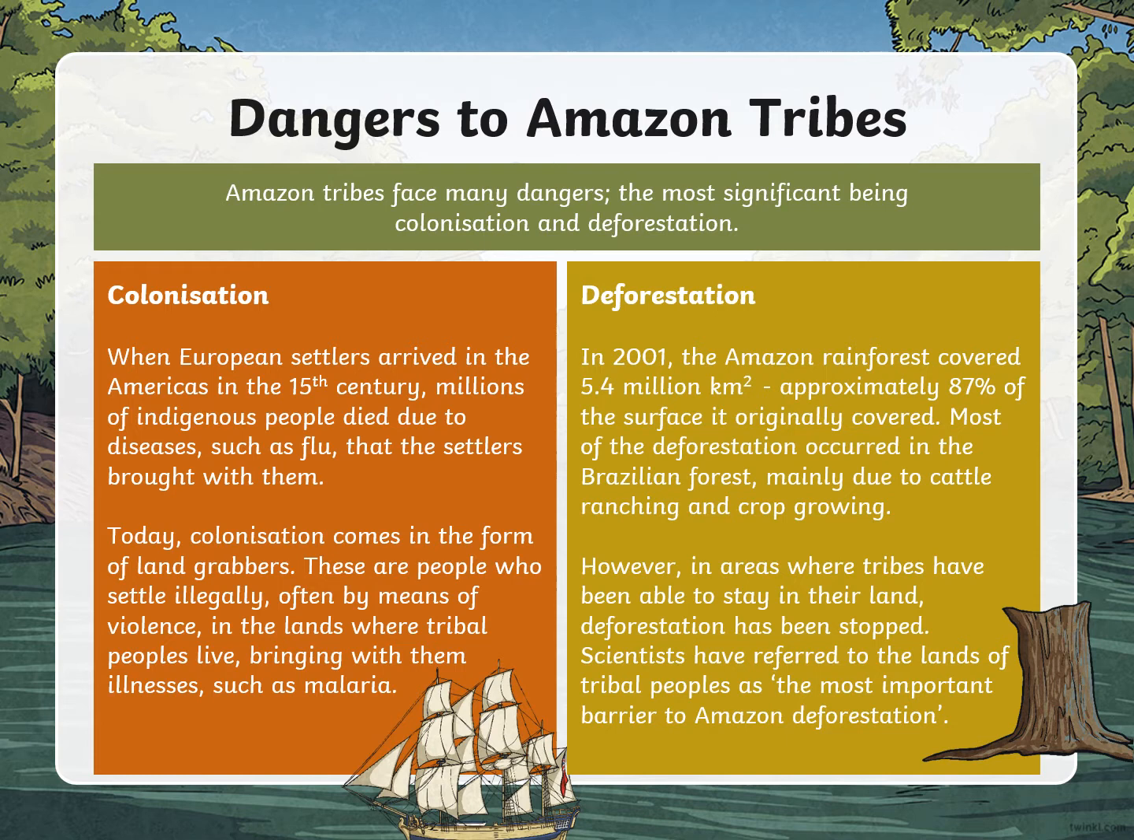So we have lots of science, and we have lots of technology that helps us develop lots of vaccines and immunisations and things. So we are not as at risk of these things as they would be. So today, colonisation comes in the form of land grabbers, and these are people who settle illegally, often by means of violence, in the lands where tribal peoples live, bringing with them issues such as malaria.